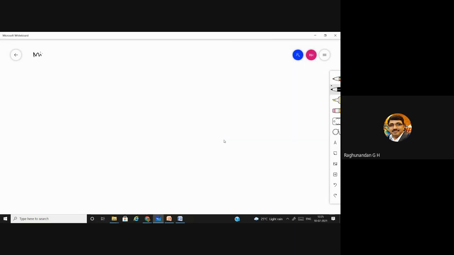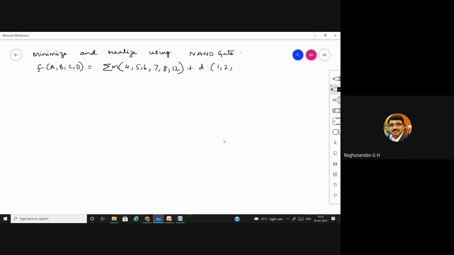So minimize and realize using NAND gate. f of A, B, C, D equals summation m of 4, 5, 6, 7, 8, 12. So at these positions, you need to put 1. And d of 1, 2, 3, 9, 11, 14.